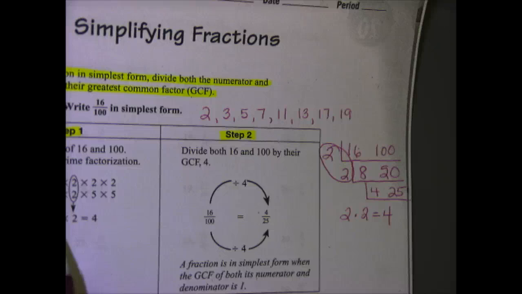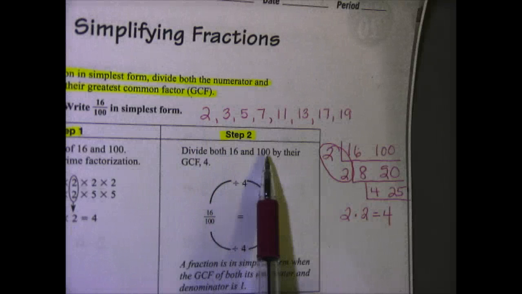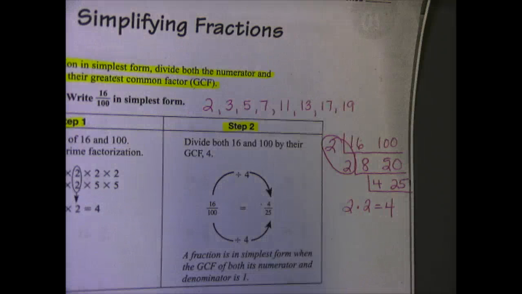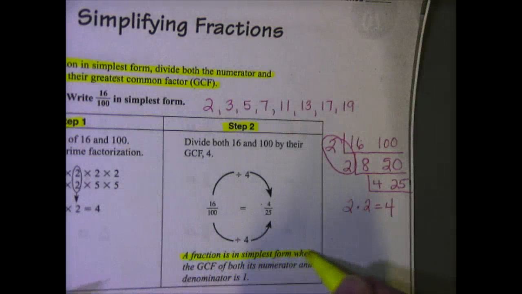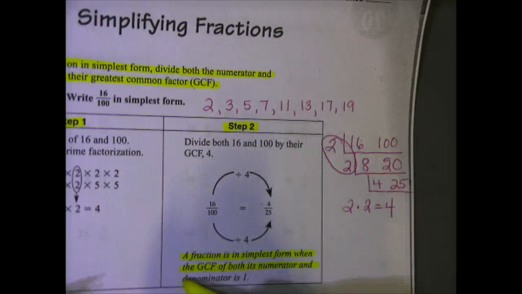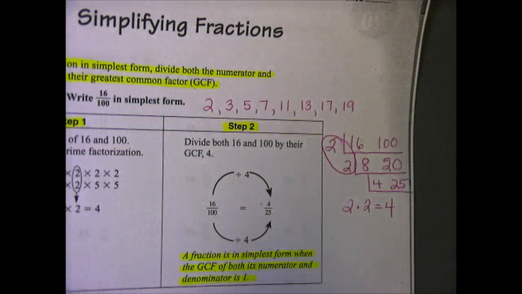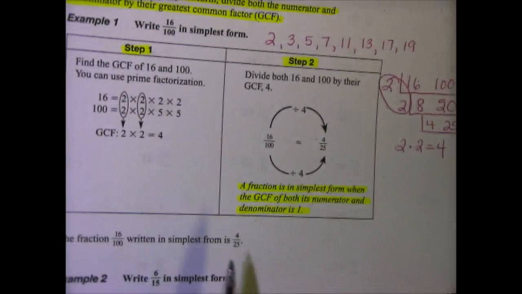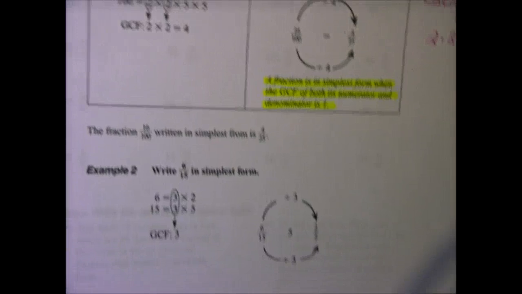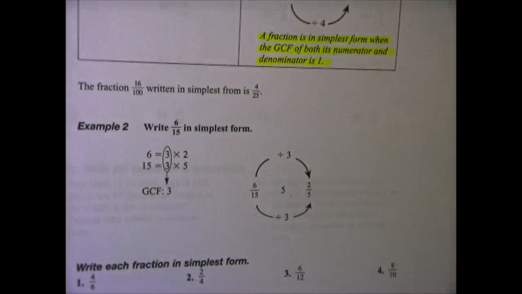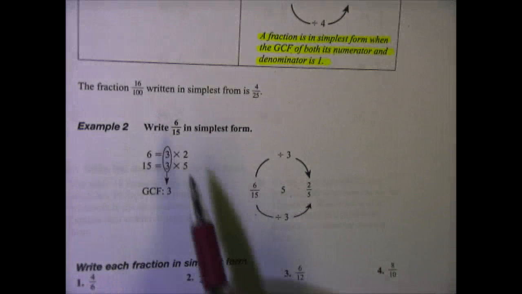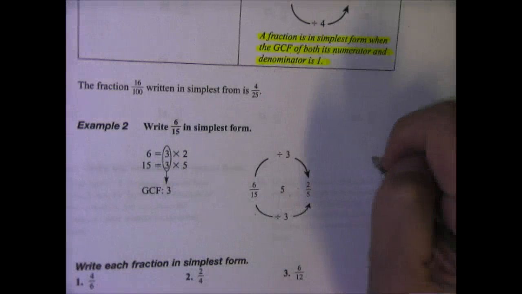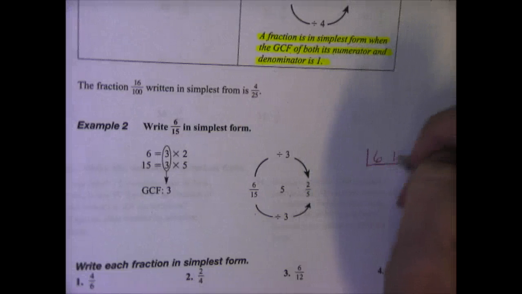All right, so once we've found the GCF, then we divide both the numerator and the denominator by their GCF of 4, and a fraction is going to be in simplest form when the GCF of both its numerator and denominator is 1. So the fraction 16 over 100 written in simplest form is 4 over 25. Let's look at example 2. Write 6 over 15 in simplest form. Here again they have found prime factorization for 6 and 15. I like the ladder method, so I would do 6 and 15.